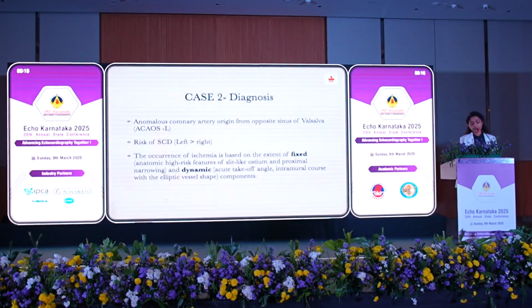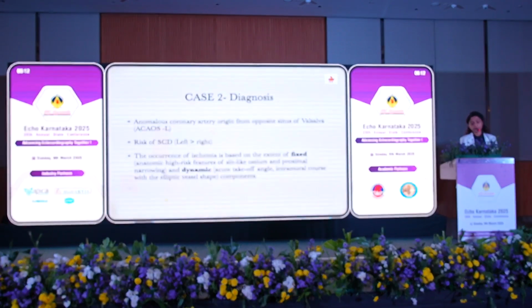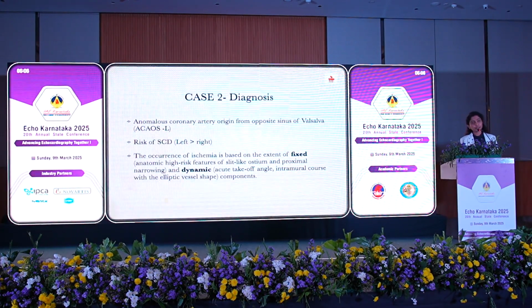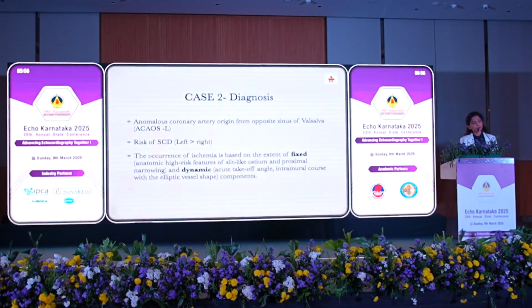Immediately after the diagnosis was made, we took her up for surgery and unroofed the segment which was intramural. She was in the hospital for close to 5 weeks, after which she was discharged with an EF of 45%. This was almost like sudden cardiac death, which is the most common presentation in these kinds of situations. This is also called anomalous coronary artery origin from opposite sinus of Valsalva.